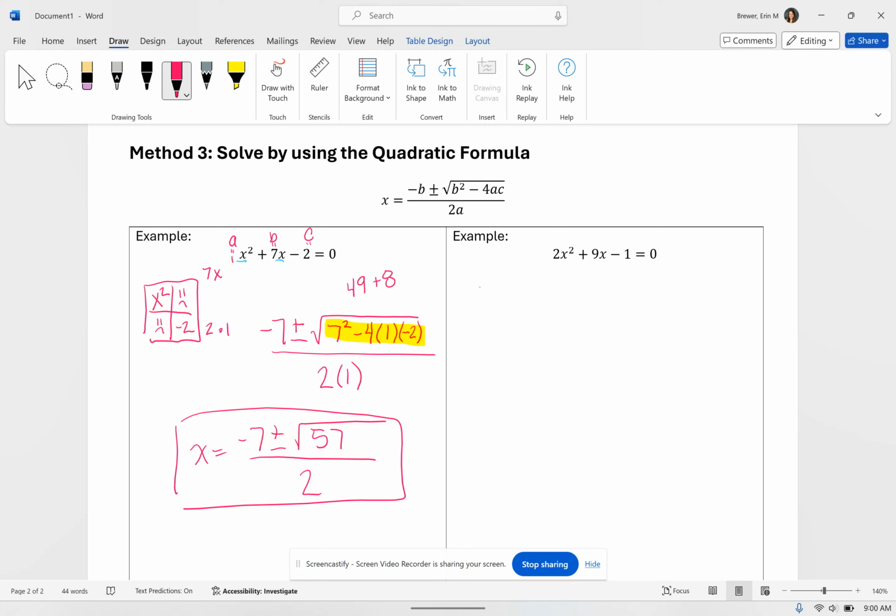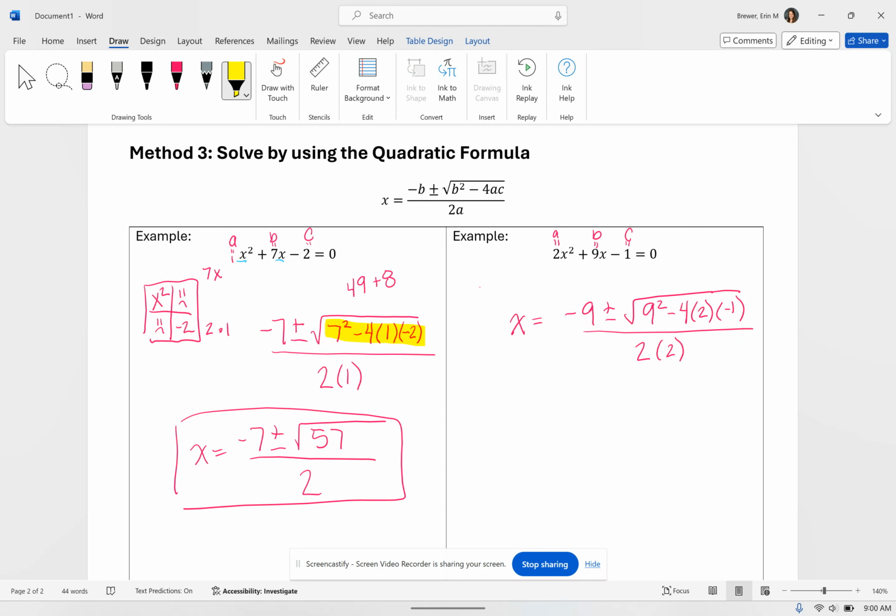So doing that same kind of thing for this next one, I'm going to identify my values. A is 2, B is 9, and C is -1. So when I use quadratic formula for that, -b would be -9 plus or minus big square root of b squared, so 9 squared, minus 4 times a, which is 2, times c, which is -1, all over 2 times 2 again, since a is 2.